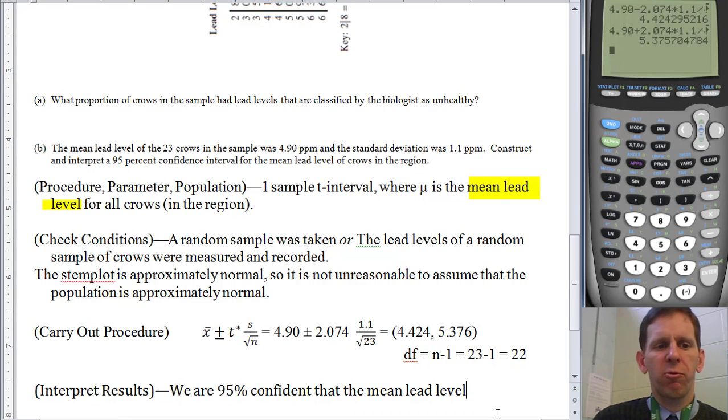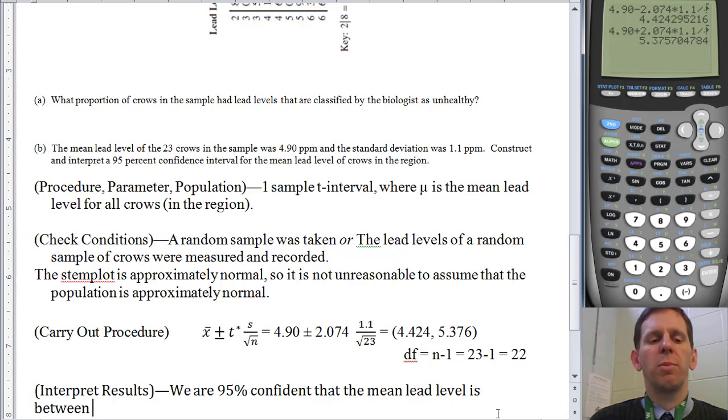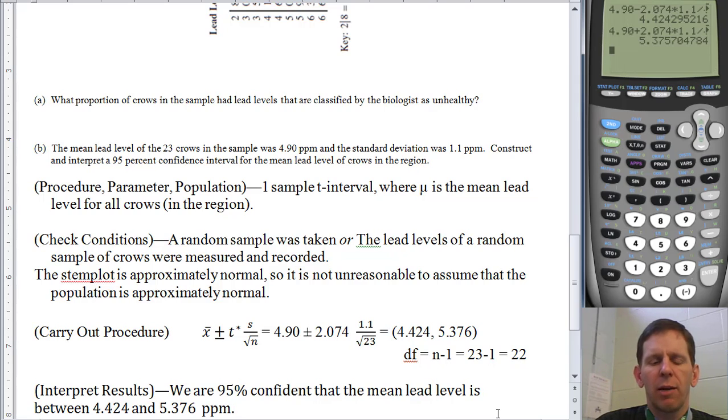If you want to include the for all crows here, you can, or you can just say mean lead level is between the two numbers that we got in our confidence interval, 4.424 and 5.376. If you have units like parts per million, we include those here as well. And we've worked our way through another example of a one sample t-interval here.